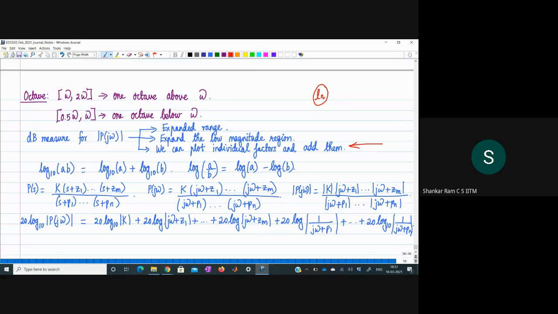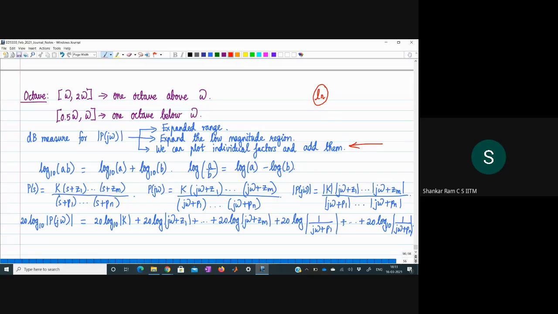So now I hope it is clear how the third point becomes an advantage. In other words, if we are able to rewrite the plant transfer function as a product of various lower order factors in this manner, then we will be able to plot the individual Bode plots of the factors which constitute the plant transfer function, and then we just add them to get the magnitude plot. That is the advantage we have.